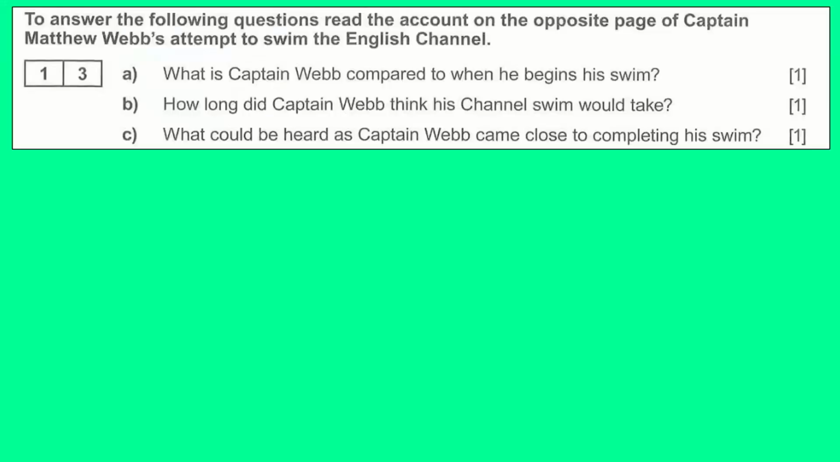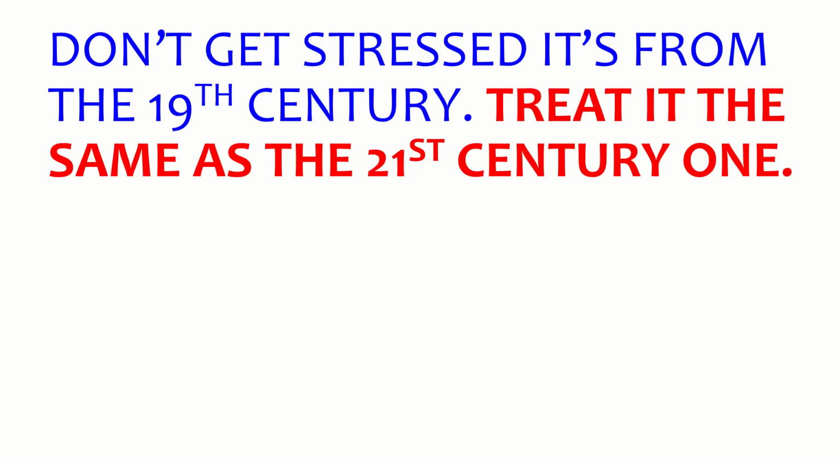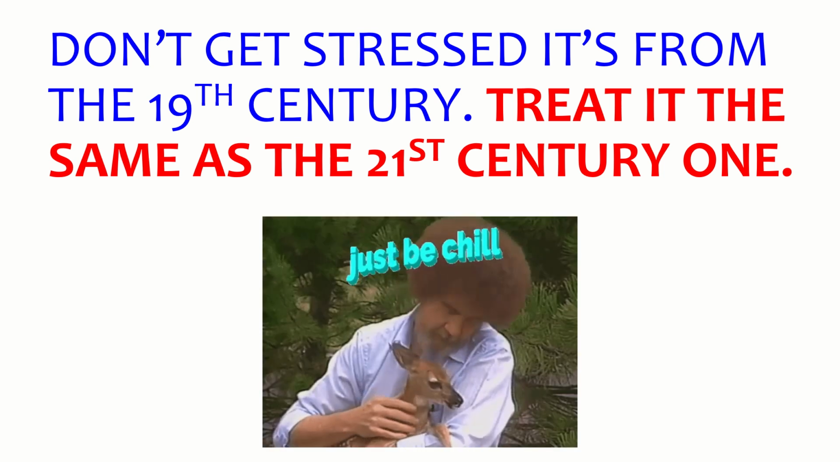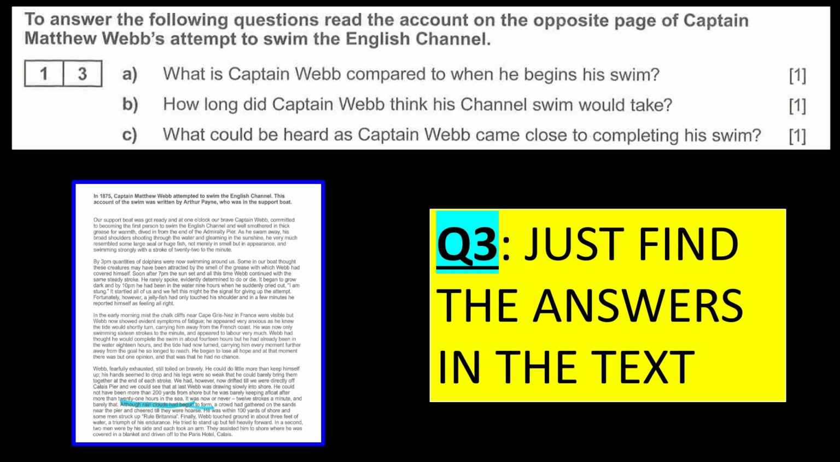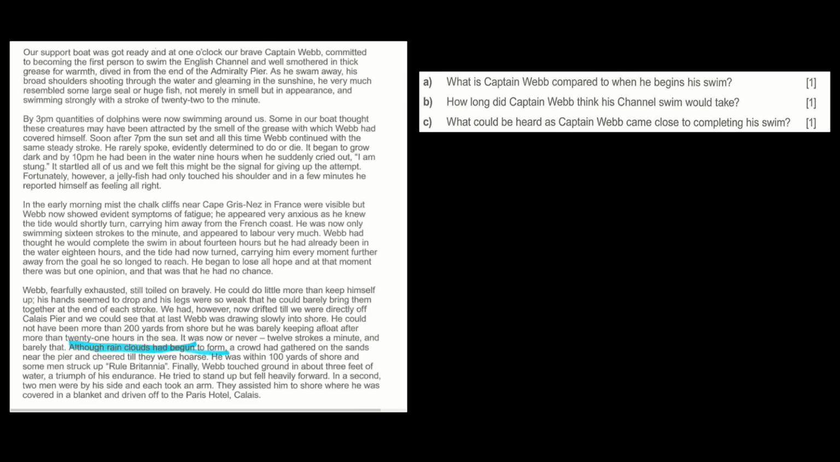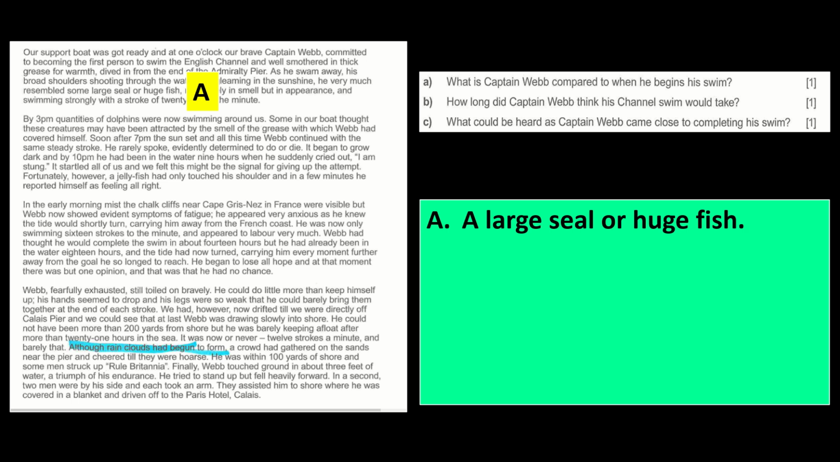Okay, question 3 is exactly the same as question 1, but it was on the other extract. Remember, this was the guy who did the first channel swim 200 years ago. It's the same as the modern one, really. It might be slightly harder to read, but don't get stressed about it. And again, you're finding the answers in the text. So the question is, what is Captain Webb compared to when he begins his swim? You could have had a large seal or huge fish.